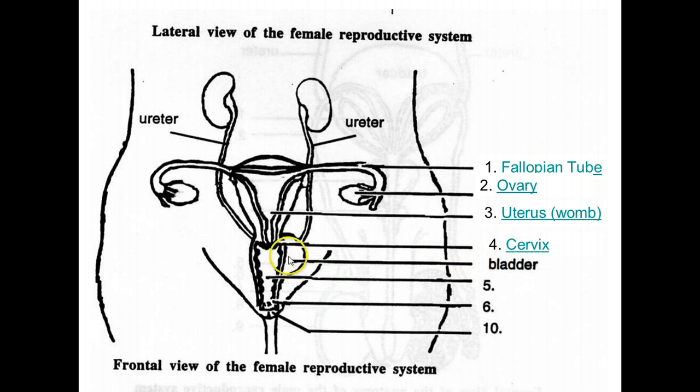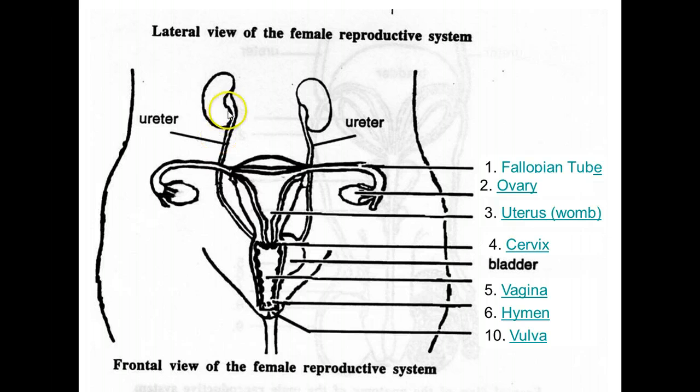Underneath here in the back is the bladder. Again, that's not part of the reproductive system. 5 is the vagina, 6 is the hymen, and 10 is the vulva, also known sometimes as the labia. Here's the ureter, just as another key example of other systems that are all in very close quarters.